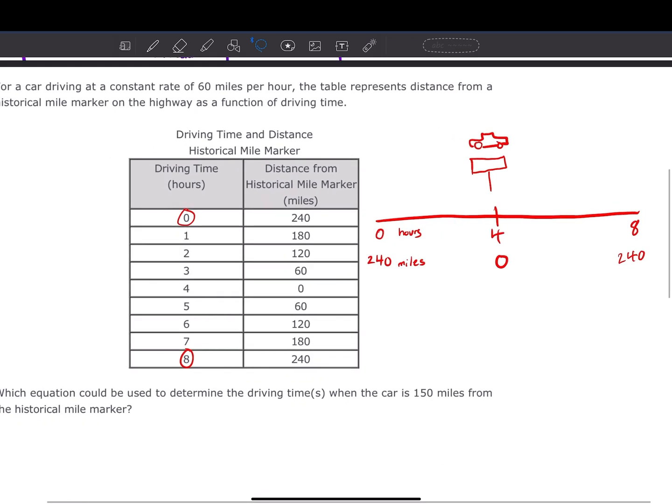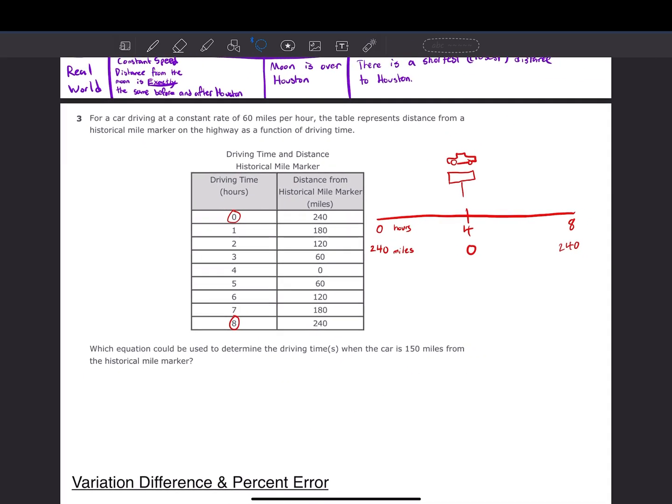So, what are they asking us? We have a picture. We have an idea. This is an absolute value, absolutely. Which equation could be used to determine the driving times when the car is 150 miles? They just want the equation. Well, we need the equation for its distance. So, they gave us a vertex. That's the middle of the table.